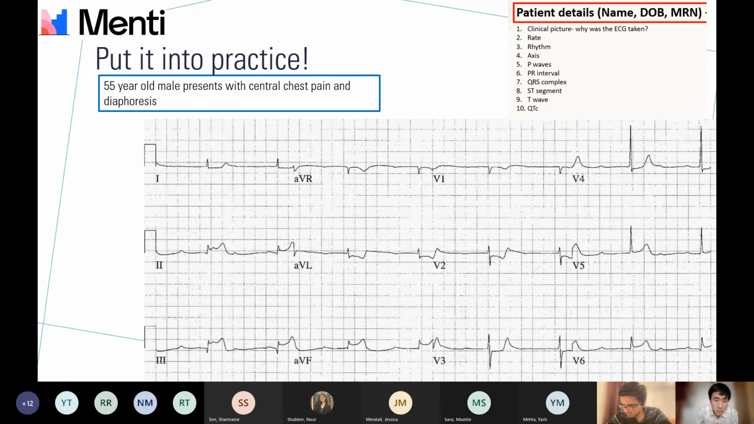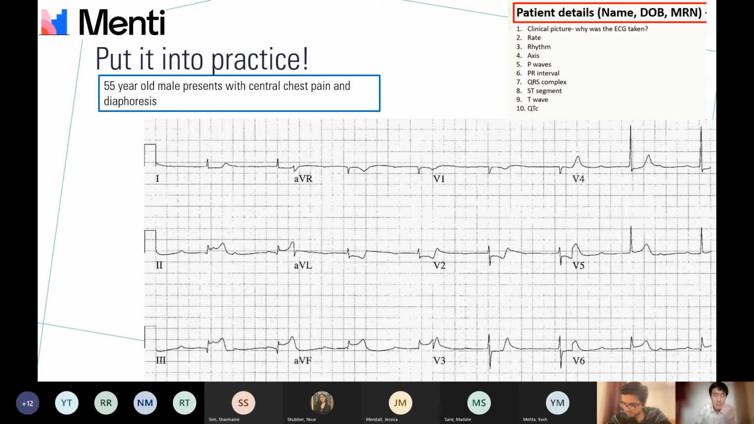So the thing that you really need to pick out is the ST elevation. You can see ST elevation in 2, 3, and AVF, which is suggestive of an inferior MI, as a lot of you have referred to. So the person who said inferior MI, you got it right, so well done.